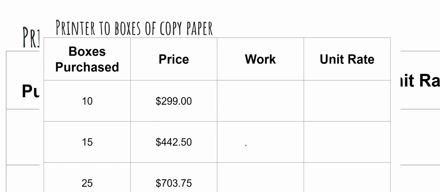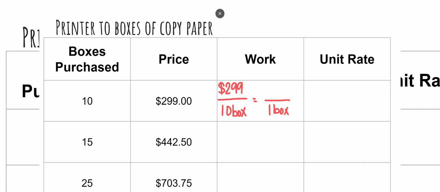All right, last one, printer to boxes of copy paper. So I can purchase 10 boxes of copy paper for $299. I want to find out how much one box is going to be. So I'm going to start out with my ratio of $299 to 10 boxes. I'm just going to put box. And I want to figure out the cost of 1 box.